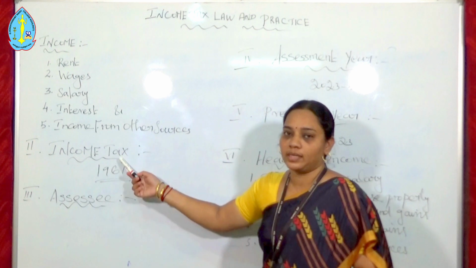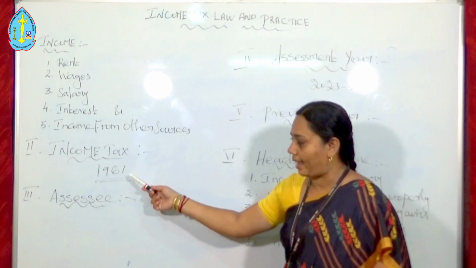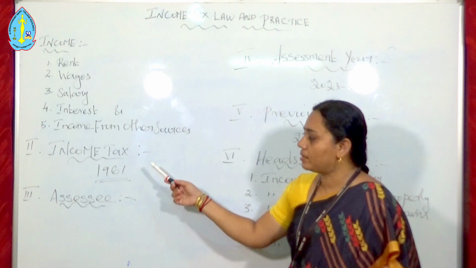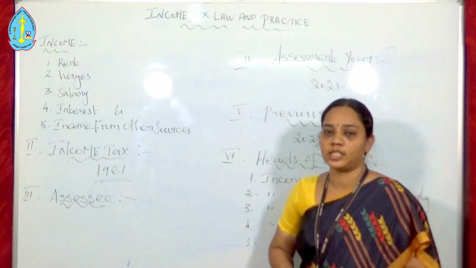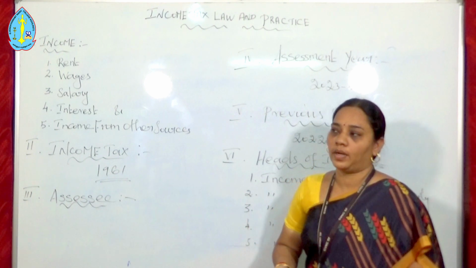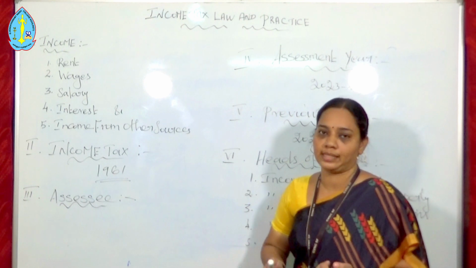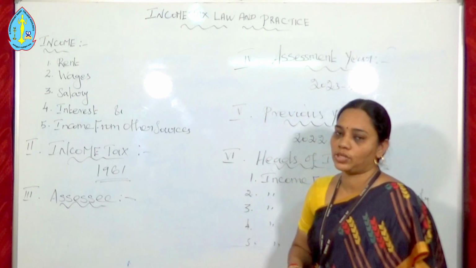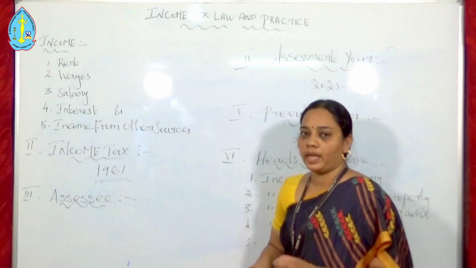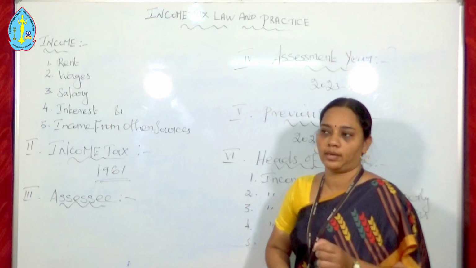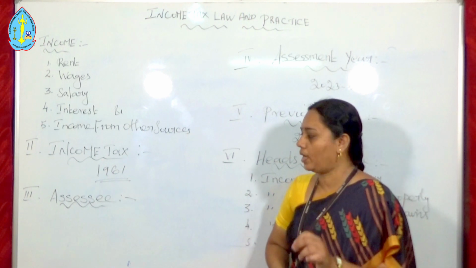Okay. Second one is income tax. Income tax means the government charging the tax on people's income. Under this Income Tax Act 1961, every person who has received a salary beyond the limit of 2.5 lakh should pay the tax to the government. So under this Income Tax Act 1961, any person who has received earnings of more than 2.5 lakh should pay the tax to the government.